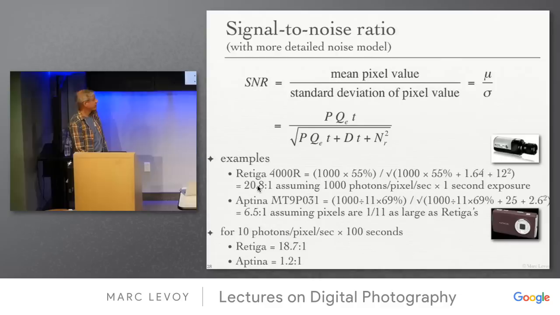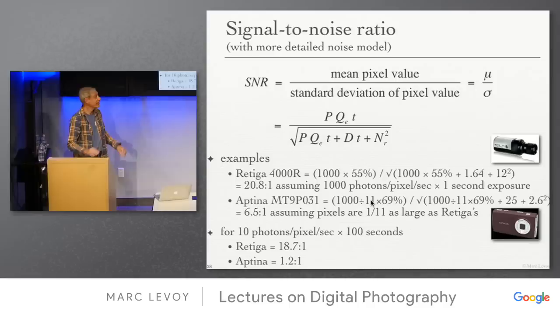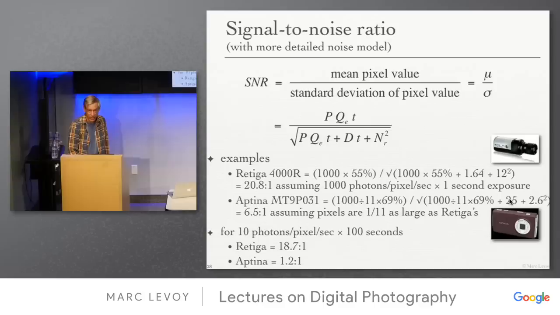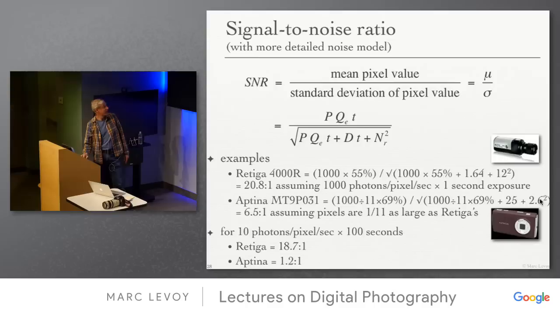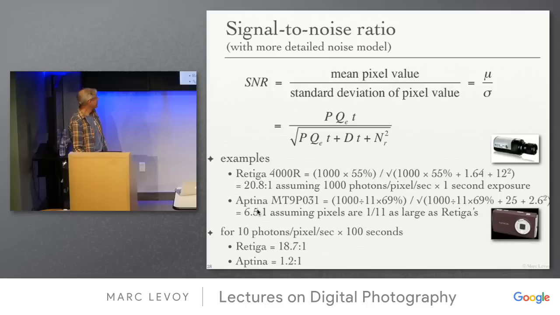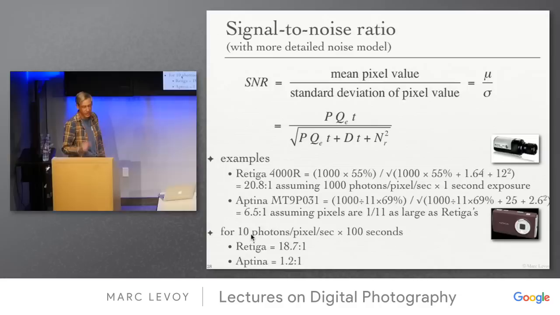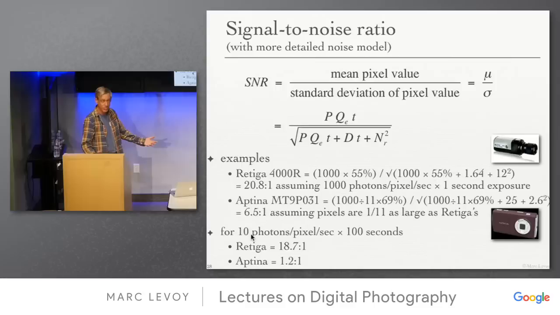And the Nokia has 1/11th the size pixels in area, and so it's that over the square root of that. It's got a much worse dark current leaking into the pixels per unit time. And actually, it has a better read noise. Smaller pixels do tend to have better read noises just because of the way the circuitry works. So that's got a signal-to-noise ratio of 6:1, which isn't as good. Okay, fine. But look what happens if the number of photons per pixel per second is much lower. In other words, let's assume the scene is much darker.